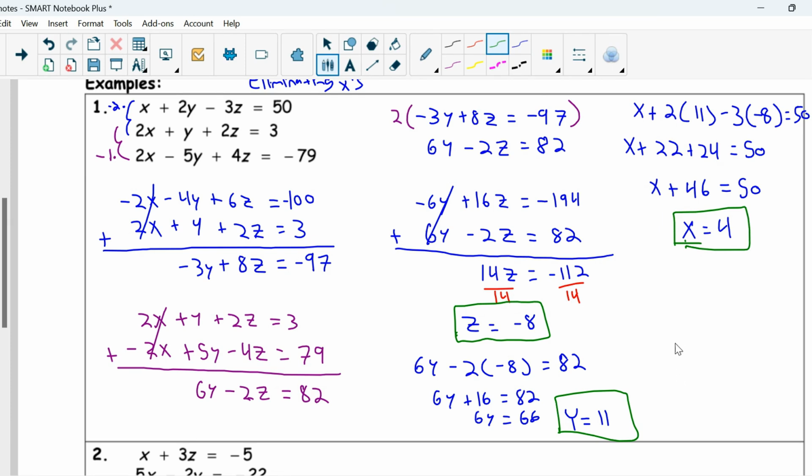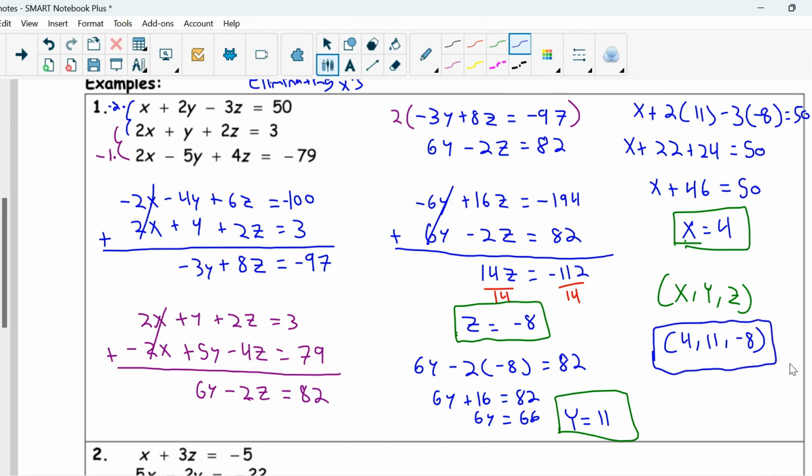Okay, so now our job is to write this as an ordered pair. When you're writing a 3 variable system like this as an ordered pair, I would prefer if you guys would write it as x, y, and then z. Okay, that is just the standard for writing our solutions. So we have 4 for x, 11 for y, and negative 8 for z. And that right here is our final solution.